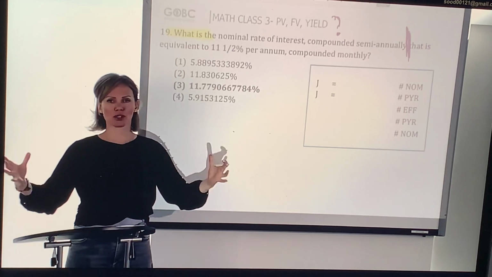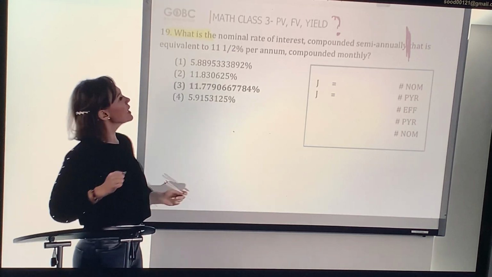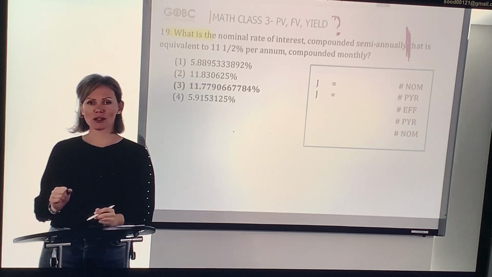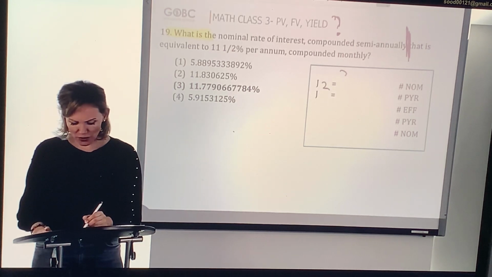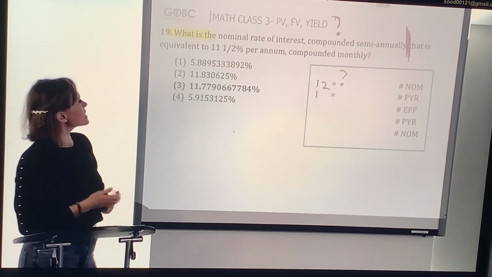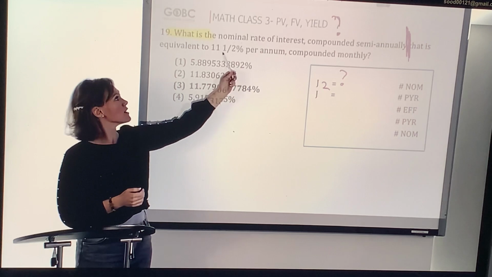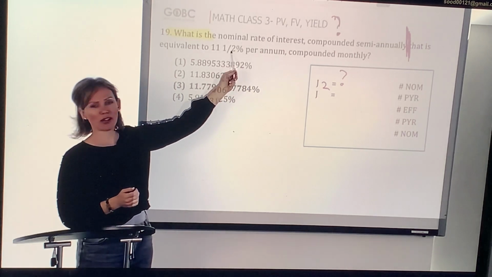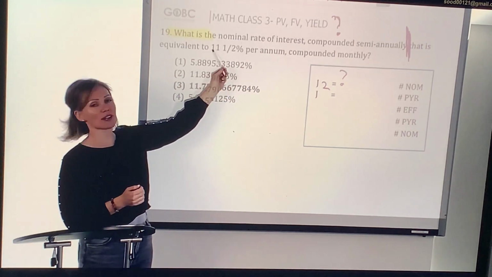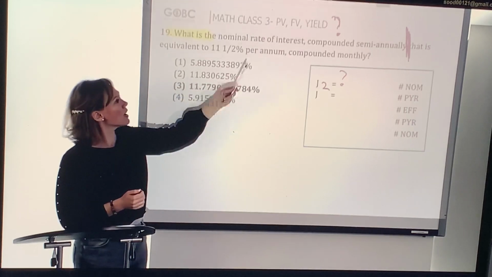Nominal, all it means is a big number. They're not looking for a periodic rate. They're looking for nominal, compounded semi-annually. So they're looking for the J2. This is what they want, and that is equivalent to 11.5. Some people don't understand how that works. You take 1 divided by 2, that will give you 0.5, and then you add 11 to that. So 11.5% per annum, compounded monthly.